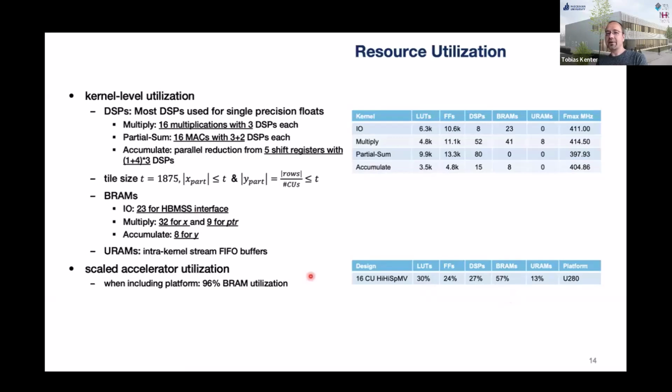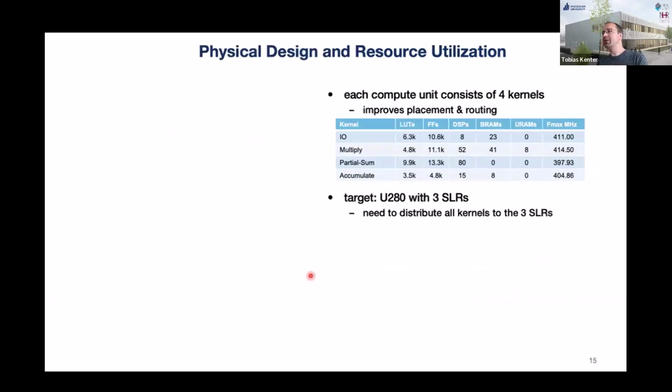Now let's look at the physical implementation on the FPGA. We have already seen the breakdown in kernels. We also had a version where each compute unit consists only of one fused kernel, but in placement and routing, this version that I just presented is much more favorable.